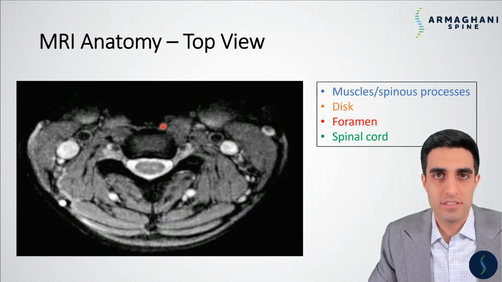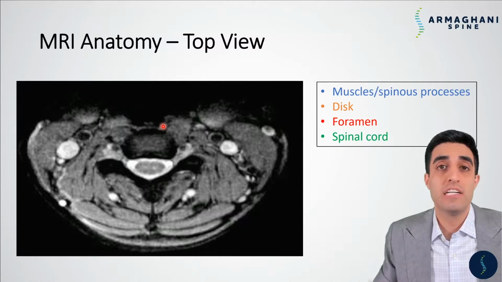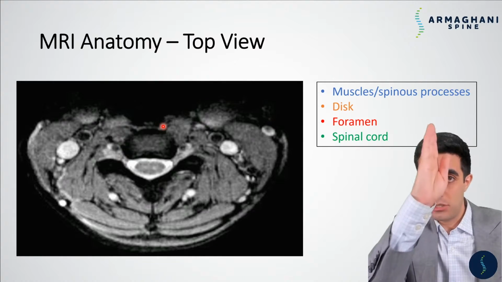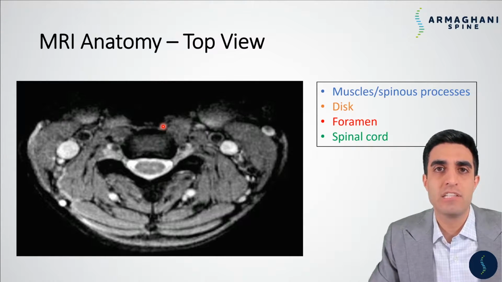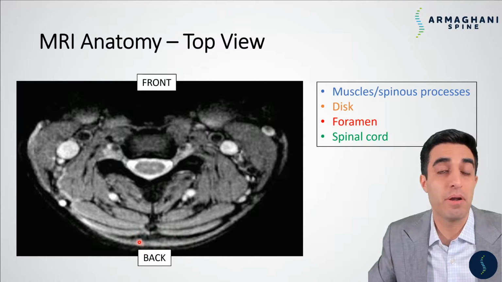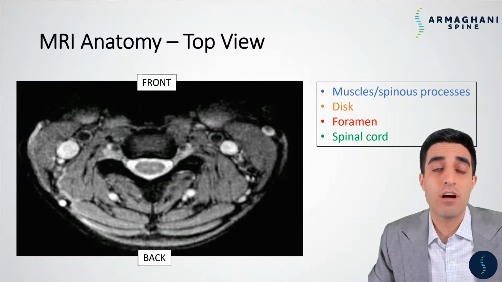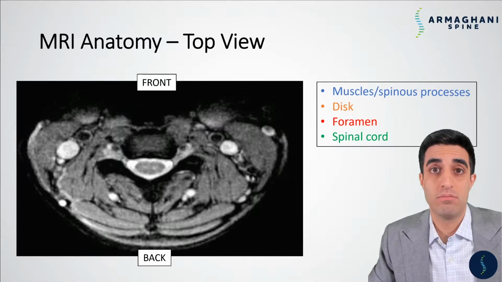Now let's move on to the top view. What this is, it's a cross section through your neck. So instead of the previous view where we cut you right down the middle, this view we're cutting you in half. So if you pay close attention, the top part of the picture here is going to be where the front of your body is, and the bottom part of the picture here is going to be where the back of your neck is. Let's talk about the different anatomic landmarks that we have in this view.